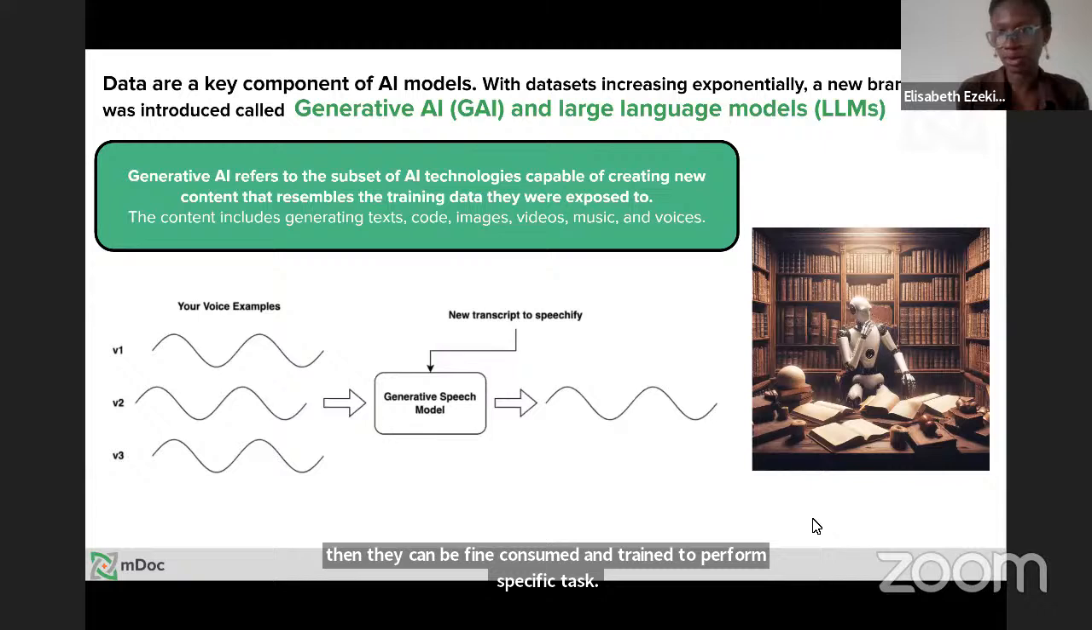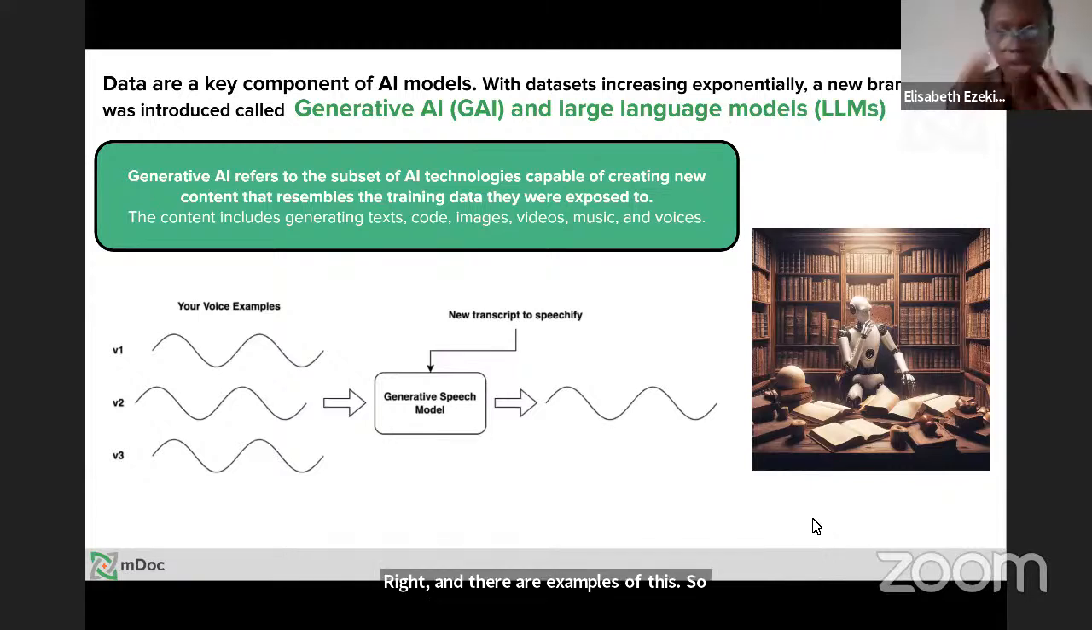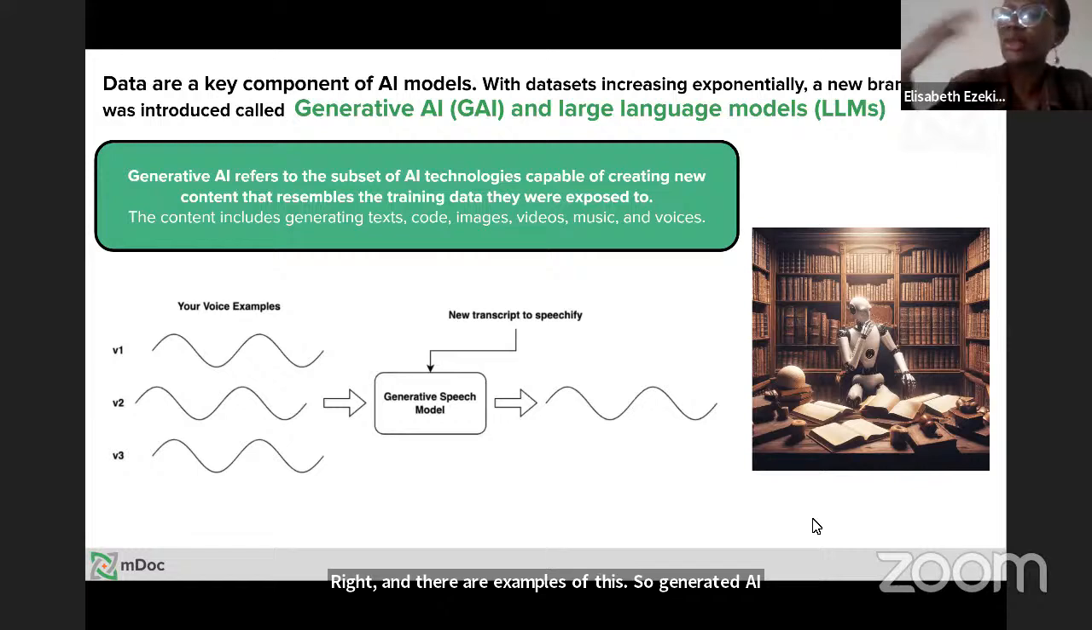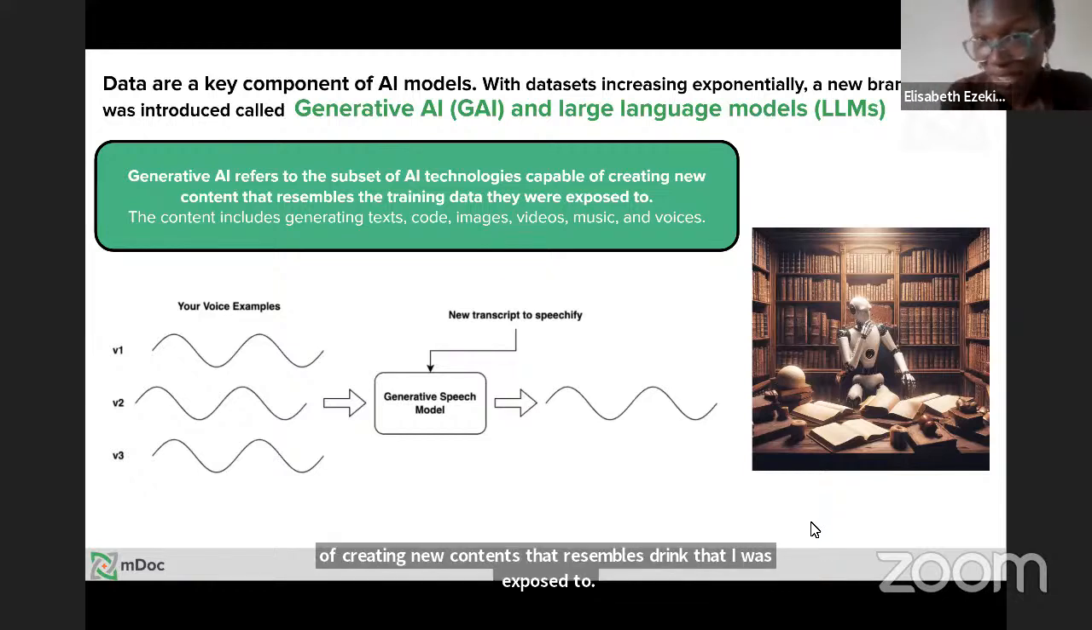And there are examples of this. So generative AI really is a subset of AI technologies that is capable of creating new contents that resemble the training that it was exposed to. So like generating text, generating images. Some of us have generated images, right?